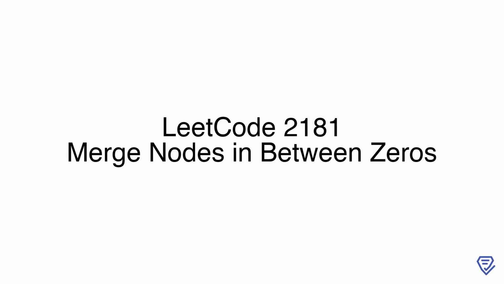Welcome! In this session, we'll explore LeetCode problem number 2181, merge nodes in between zeros. This problem involves linked list manipulation, where we merge the values of nodes located between zeros. Stay tuned as we break it down step by step.